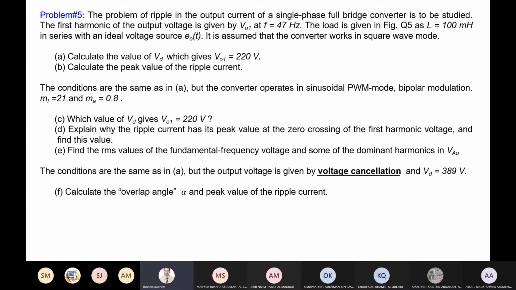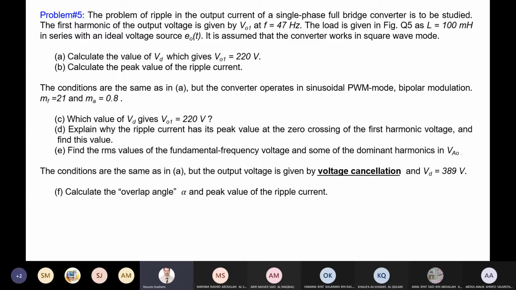Now the problem is talking about the ripple in the output current. You remember ripple? We talked about ripple in square pulse, square wave inverter, and in the pulse width modulation inverter, and we discussed how ripple happens and how we integrate to find ripple in current. Now the first harmonic, okay, let me continue.